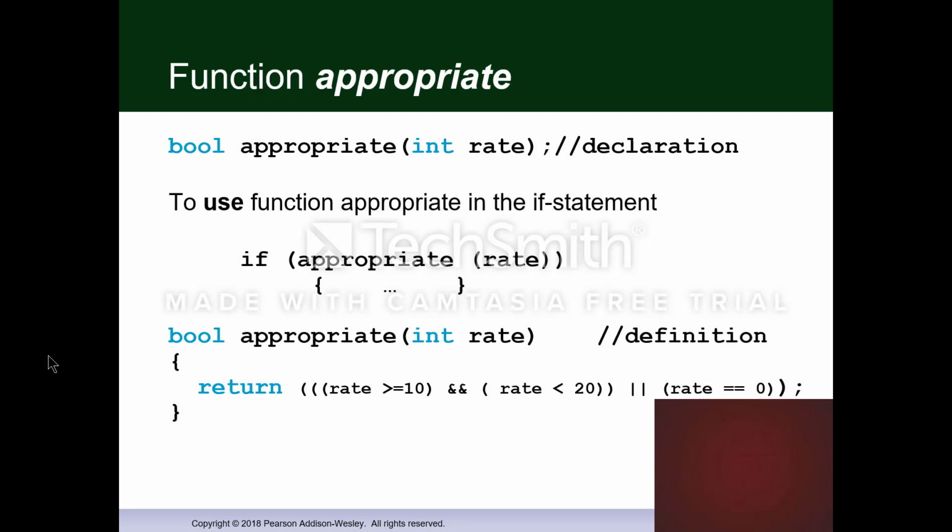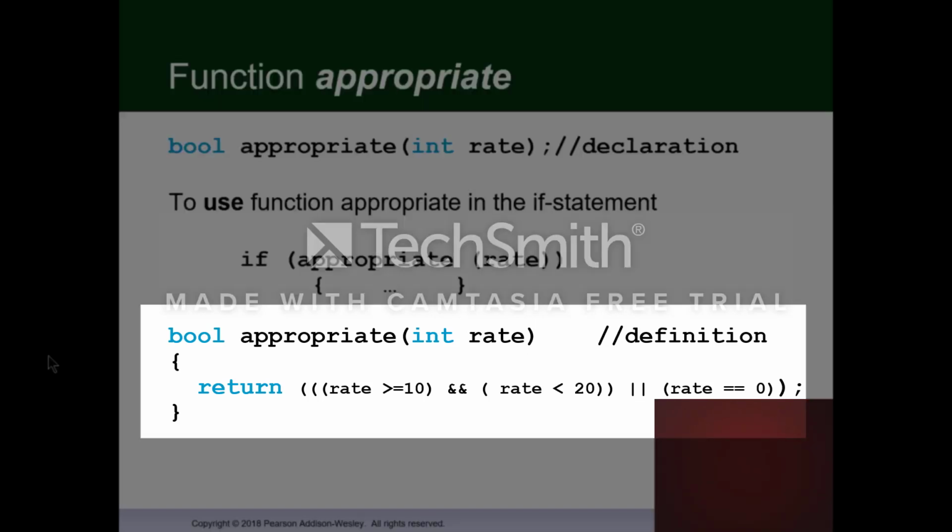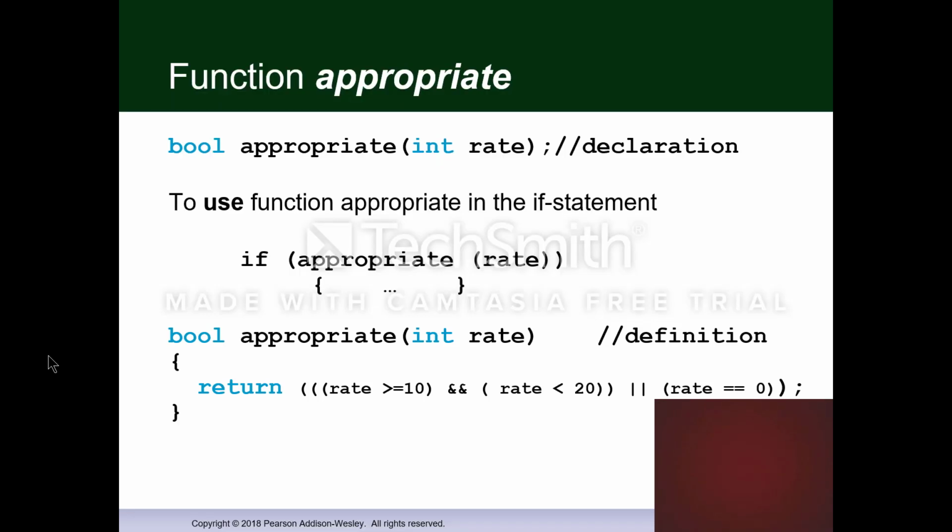Then down below, underneath main, we would have our definition for function appropriate. Notice that the header of the function looks a lot like the declaration, except we don't end it with a semicolon. Instead, it gets a set of code inside curly braces. Now this is a one-liner that just returns the truthiness of whether or not the rate was greater than or equal to 10 and less than 20, or if it was equal to 0. So that will be returning true or false, which exactly matches the data type bool and can be used in the if statement to determine whether or not it was an appropriate rate.